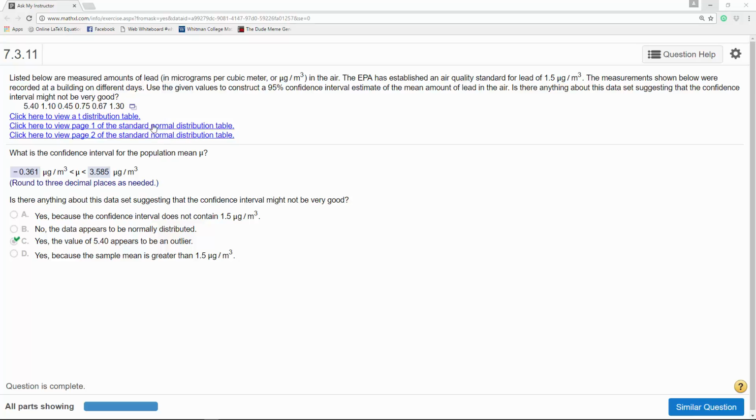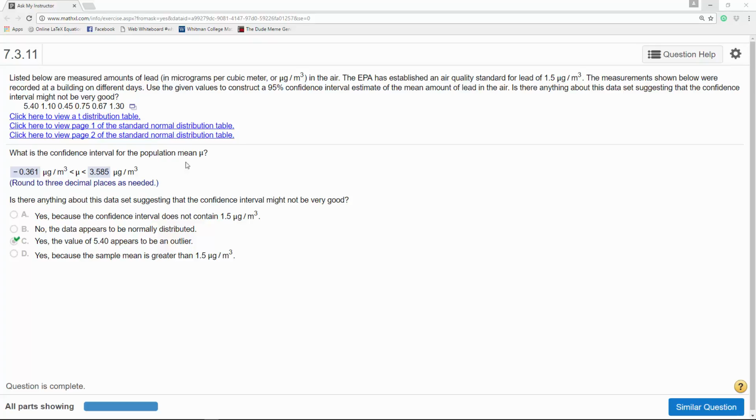So this says listed below are the measured amounts of lead in the air. And it says the EPA has established an air quality standard for lead of 1.5 micrograms per cubic meter. And it says use these values to construct a 95% confidence interval estimate of the mean amount of lead in the air.